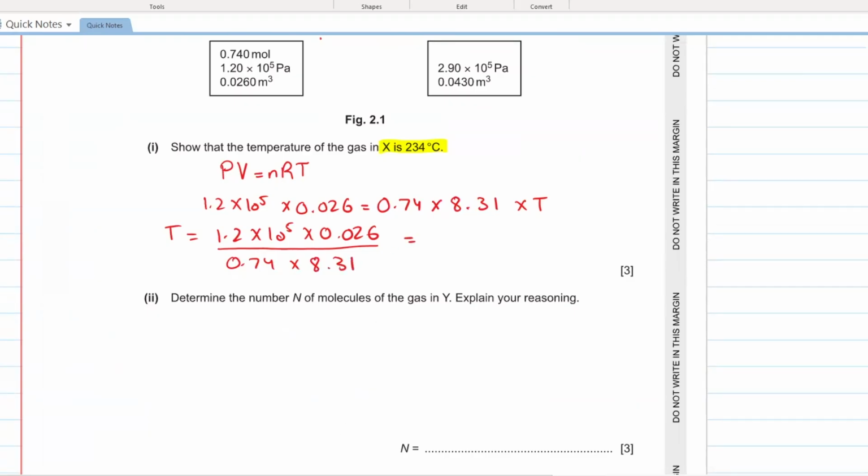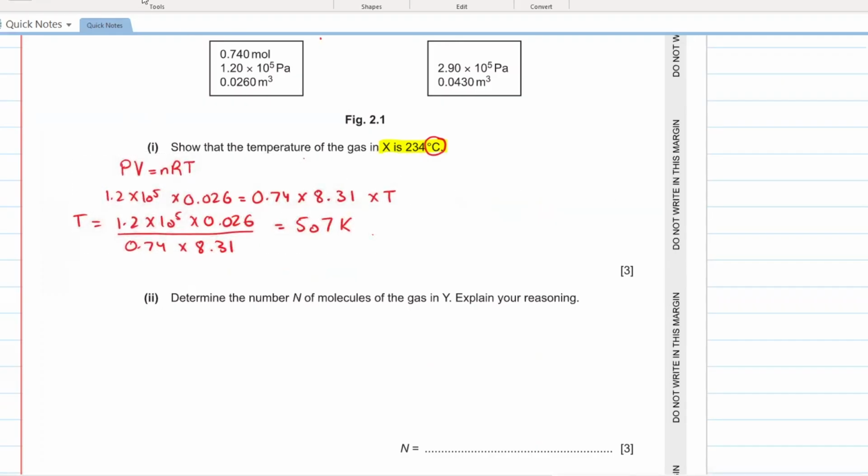What does the value of temperature come out to be? The value of temperature comes out to be 507 kelvins. Now you will say, sir, this does not match our answer, because you have failed to notice that the answer is in degrees centigrade. This is in kelvin, so we will have to convert it into degrees centigrade as well. It is very easy: 507 minus 273 equals your temperature in degrees centigrade, which comes out to be 234 degrees centigrade.